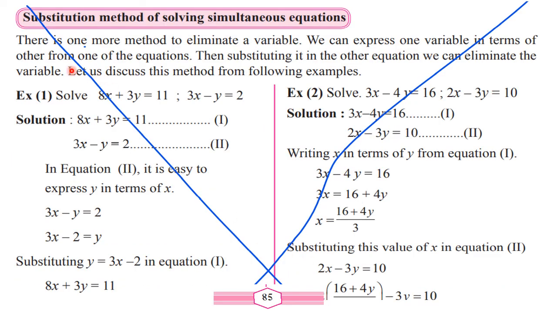Now the second method, which is the substitution method of solving simultaneous equations. This method is under the reduced syllabus. But as I have said, you can study this method as self-study. In the exam, you can solve the equations by using the first method, that is the elimination method. But this method also you can study by yourself, because that method also can be used.